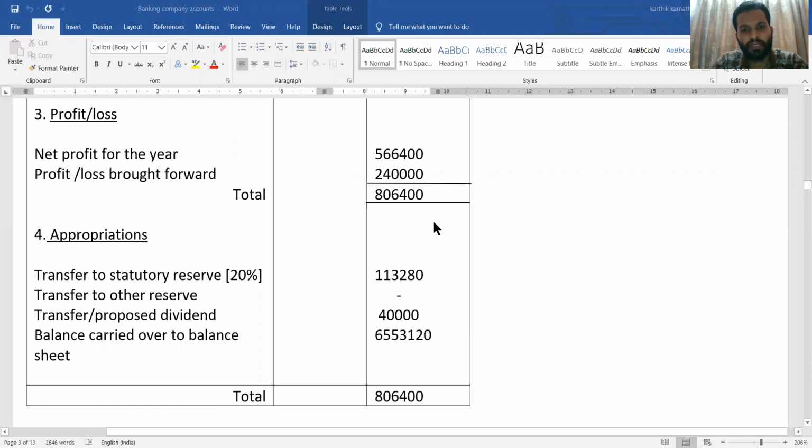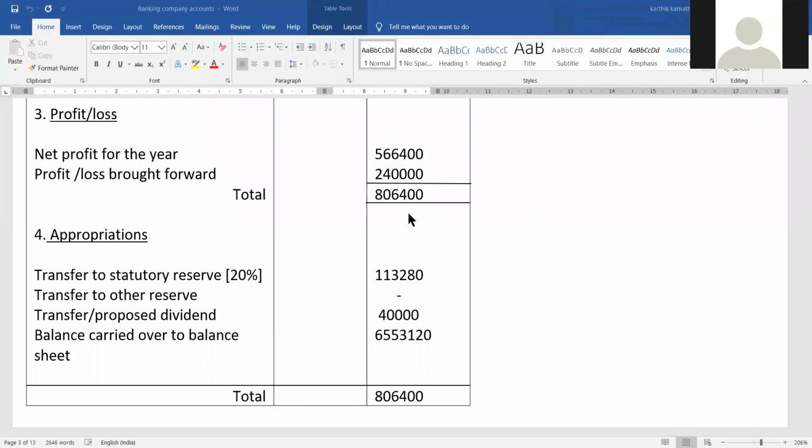So these two totals must be equal: the profit and loss total and the appropriation total. Once you deduct, the number is wrong, sir. Yes, the number is wrong.